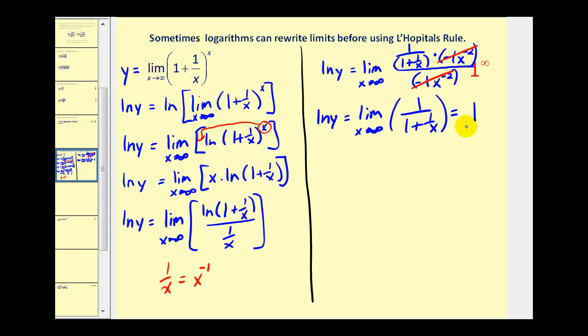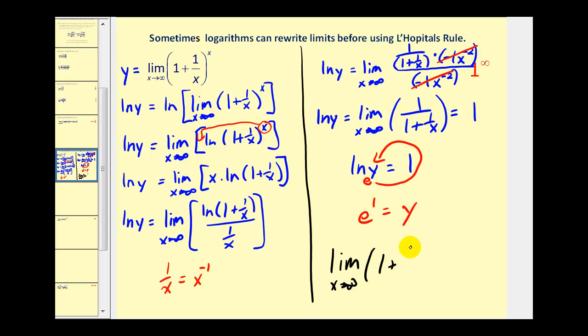Now be careful, we're not done here. We're actually trying to find this limit, which is equal to y. And we have found that natural log y is equal to 1. So we need to solve this equation for y. Remember, natural log is base e, so we have e to the 1 is equal to y. So our original limit is equal to e. And this is quite interesting because we just found a definition for the number e.